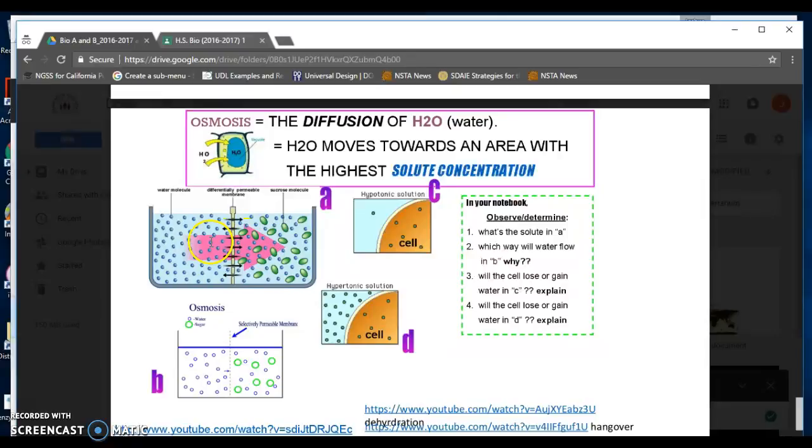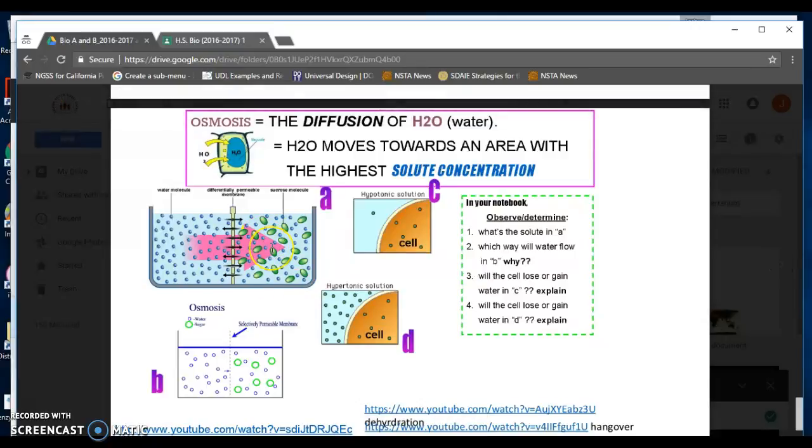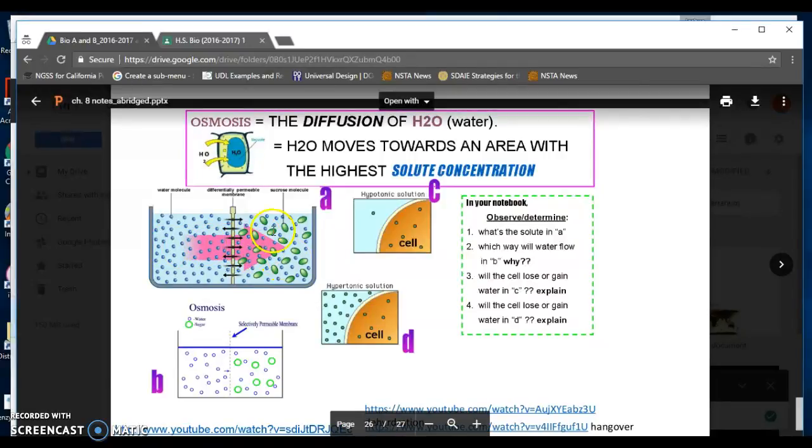This picture is a perfect example. This is pure water over here, and you have a lot of sucrose, or a type of sugar molecule, on the other side. The sugar molecule is trapped on this side, and there's lots of it. So it's a high concentration of sugar molecules. Water always moves, and you can see the arrow shows that. Water moving towards the solute.